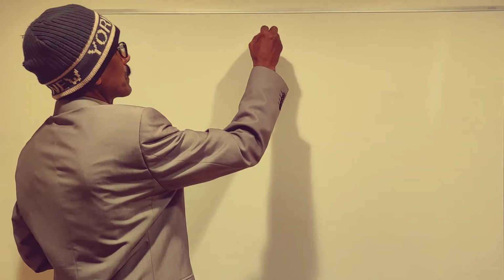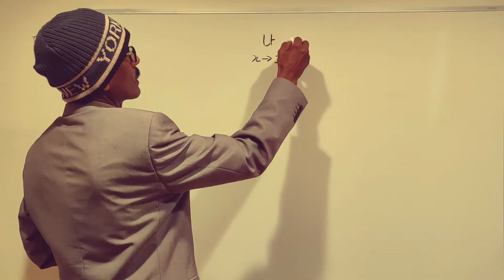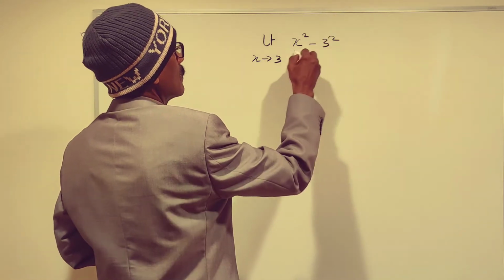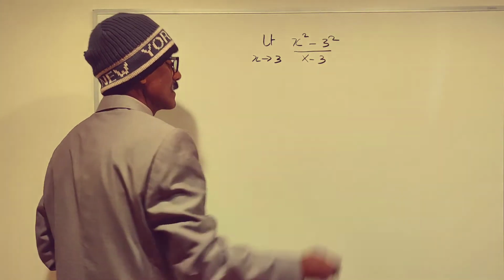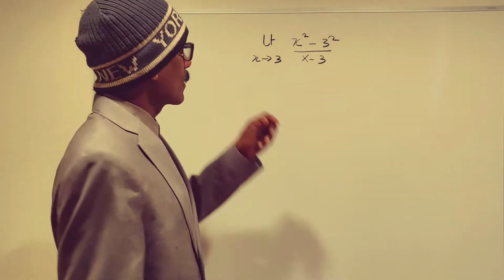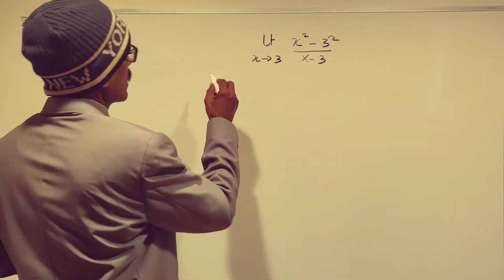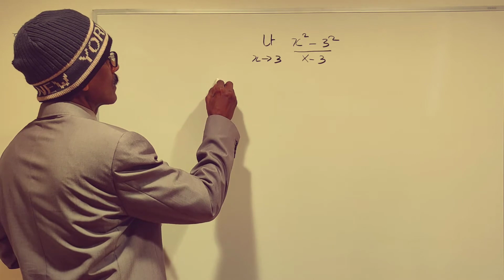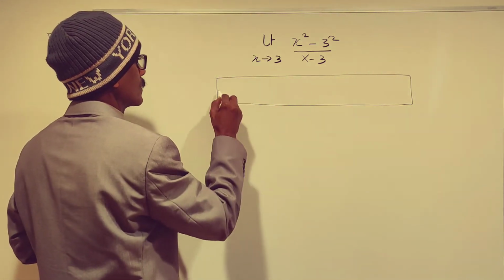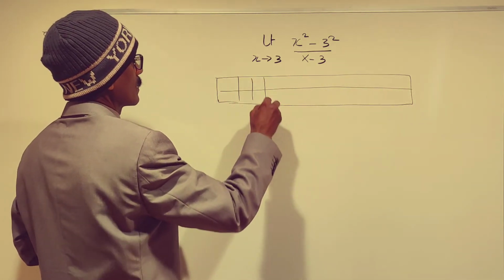The first problem. Limit x tends to 3, x square minus 3 square by x minus 3. That is the problem. Okay, this is an easy problem, but I am going to teach you one more time each method. The first method is row and column method. So just draw two rows and some columns.